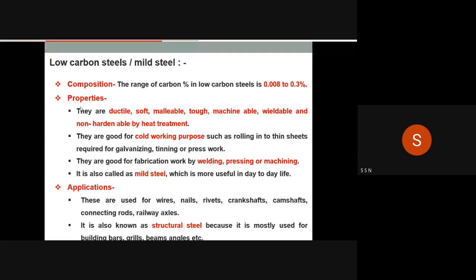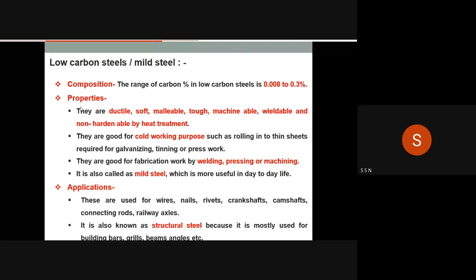Again, they are good for cold working. Two processes are there: the hot working process and the cold working process. If you prepare a component by heating the steel, that is hot working. If you make a component at room temperature, that is cold working. So preparing, machining, or forging components at room temperature is called the cold working process.